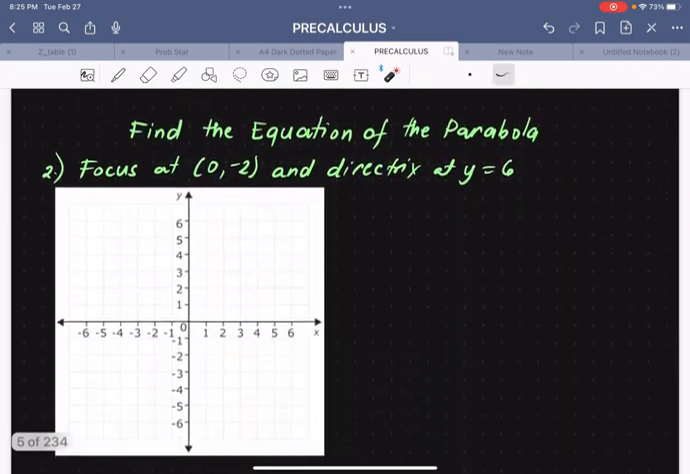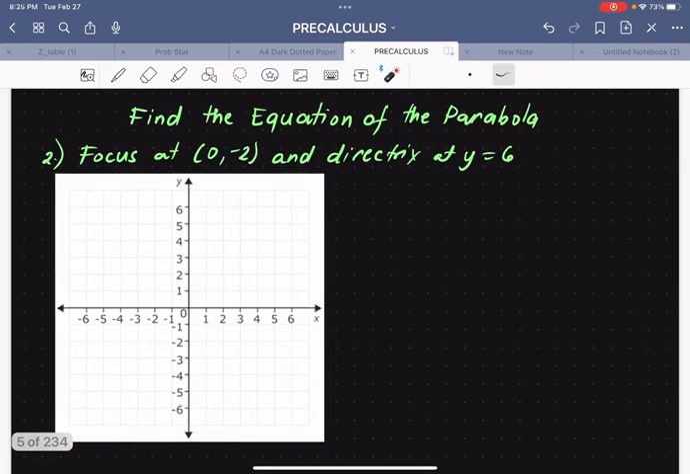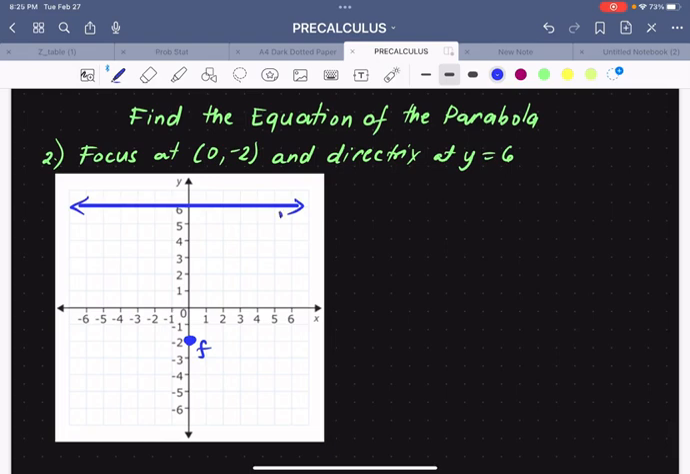Okay, let's proceed to example number 2. Find the equation of the parabola with focus at (0, -2) and the directrix y equals 6. So let's plot first the given. The given focus is (0, -2), so here is our focus. And the directrix is y equals 6, which is a horizontal line. So we're going to draw a horizontal line here at y equals 6. That is the directrix, and we have the focus here.